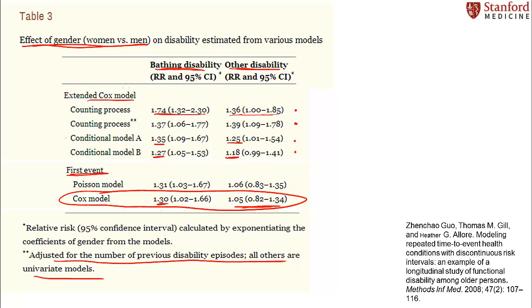The time to first event model actually gets a pretty similar answer for bathing disabilities, but it gets a very different answer for other disabilities. All of the other ways of handling repeated events were significant or very close to significant, with women having a higher rate of disability than men. That wasn't true when we just did time to first event. So you kind of missed something if you did only time to first event on the other disability outcome. So again, those are a couple of different ways to handle repeated events in your Cox regression model.